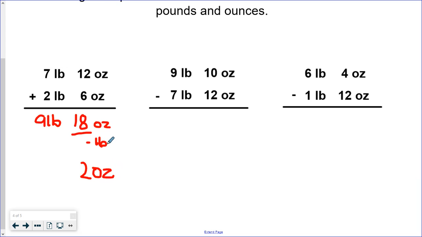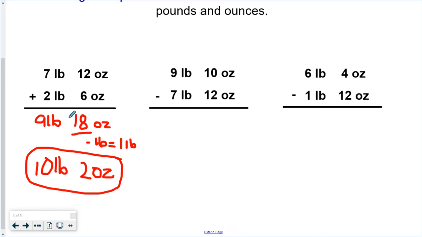And now, since I have that 16 ounces, I'm going to convert that to 1 pound. So now what I'm going to do is go back and add a pound onto the 9 pounds. And so ultimately, this is going to be 10 pounds, 2 ounces. So this would actually be my answer. Not this, because this is not reduced. This is not narrowed down far enough. If you ever get an answer that's more than 16, you got to take 16 out of that and add 1 to the pounds to get my answer.